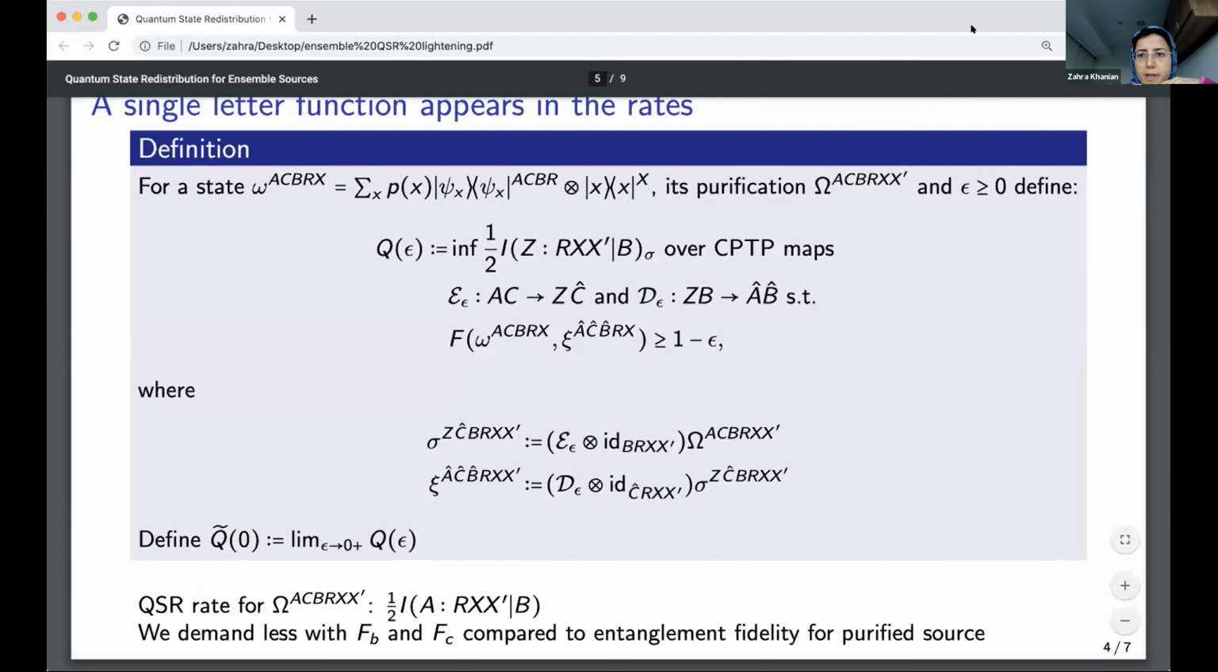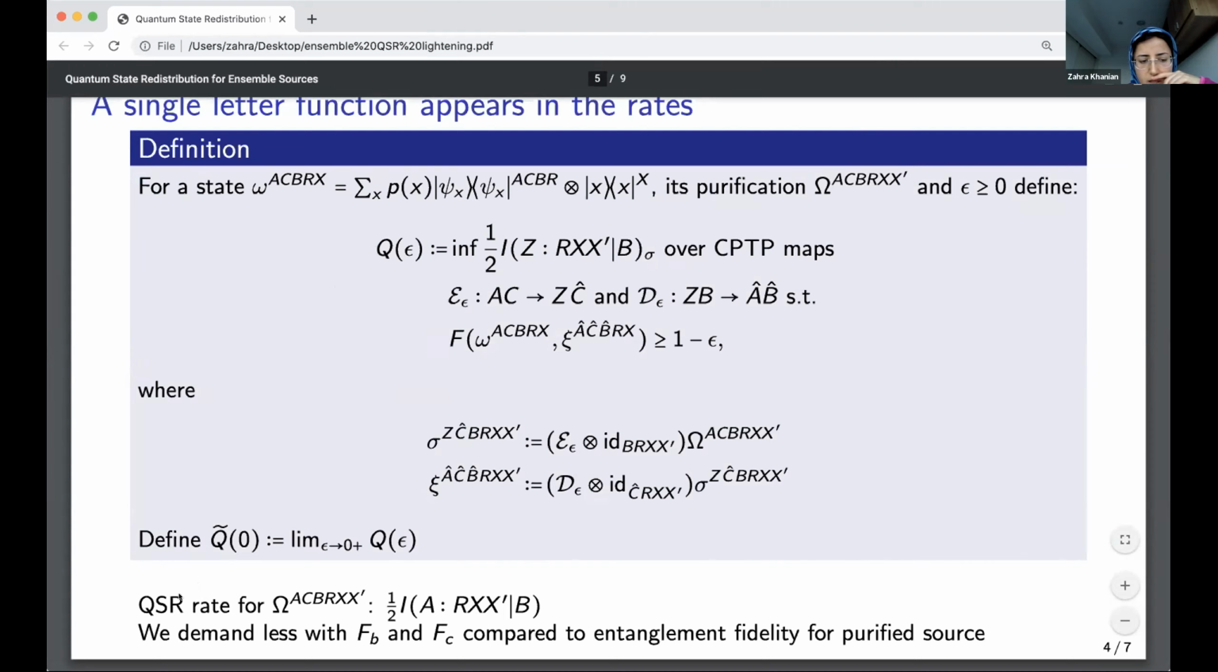So our rates are in terms of a single letter function. The function is Q epsilon, which is defined for this source state omega that I already introduced, and its purification. And here in the big omega, X prime is the register that purifies this state omega here. So this is the function that is going to appear in the rates. It might seem a little bit complicated, but I'm going to give insight behind it.